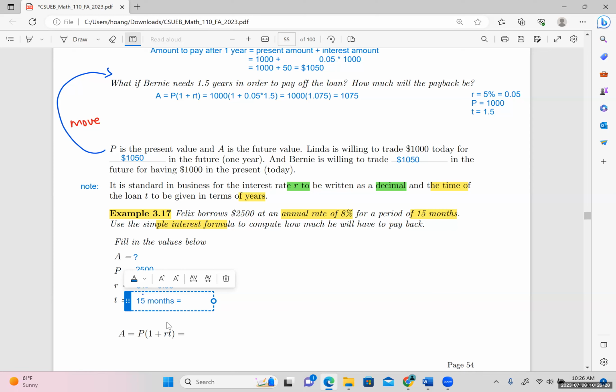I have to convert it to years. How can I convert 15 months to years? If it is in months, you divide by 12, because once you have 12, right? So you have 15 divided by 12. What is that equal to? You can use calculators. Let me use a calculator. 15 divided by 12, I have 1.25 years.